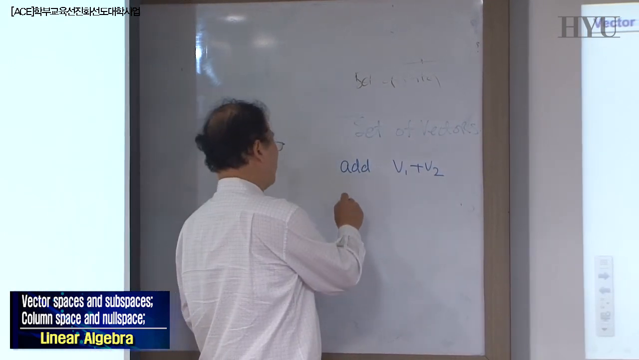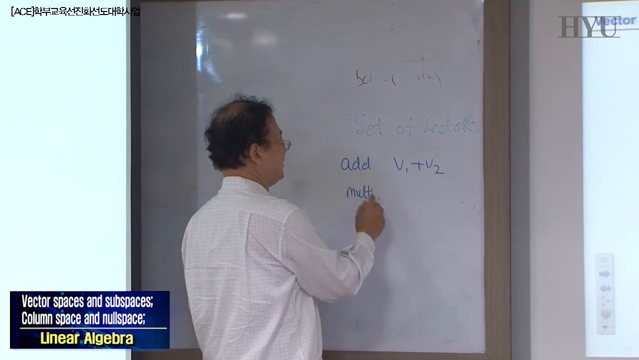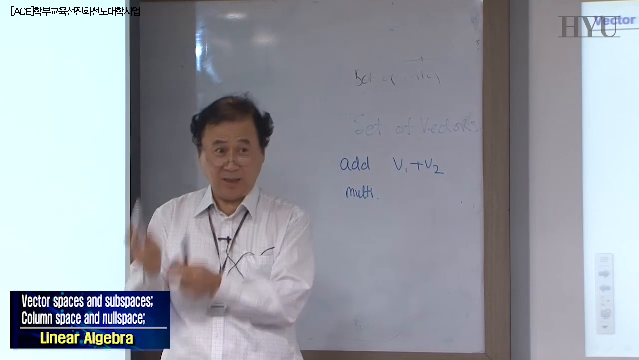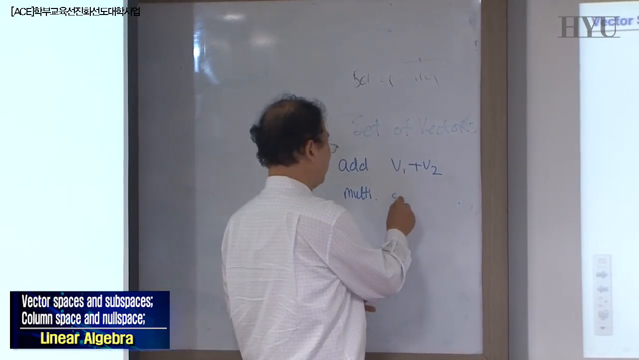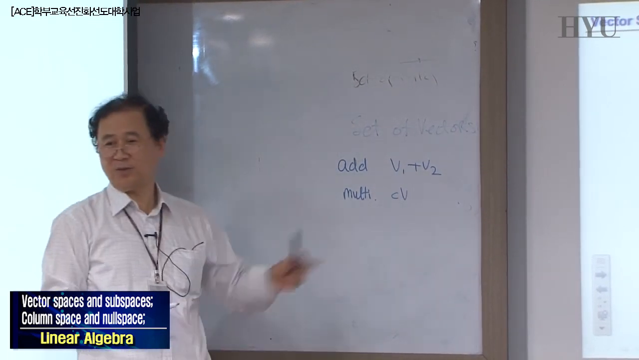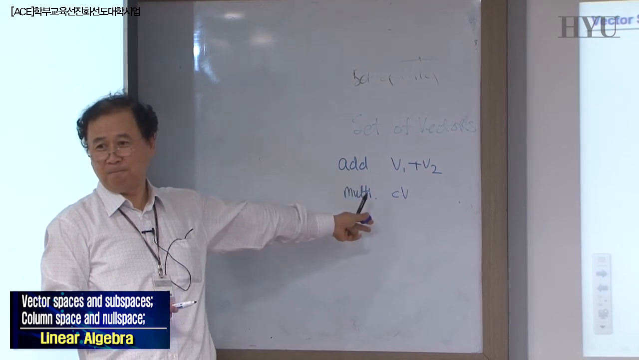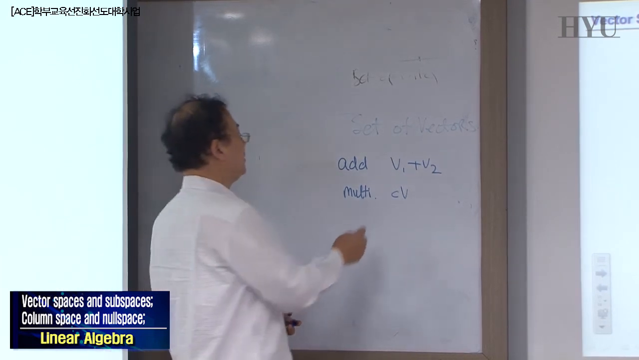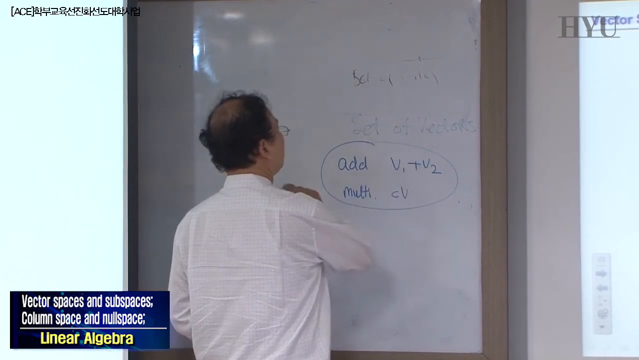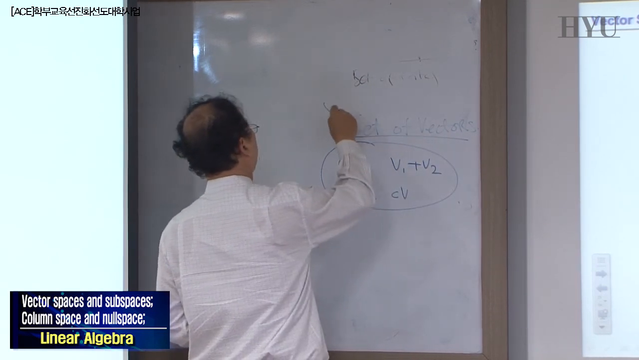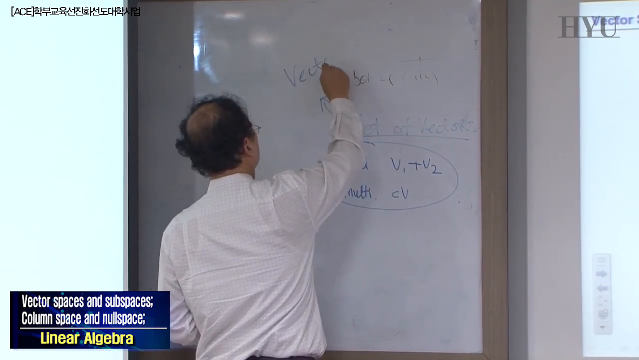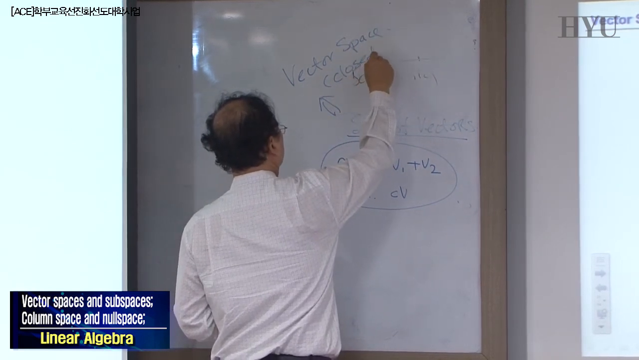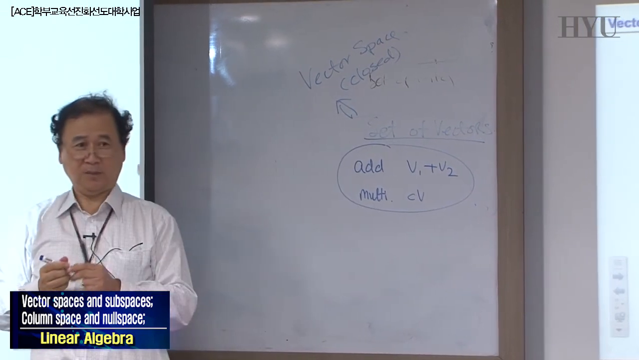Another operation is multiplication. Actually, it is not multiplication between vectors, but multiplication of a vector by a scalar, so cv. This also has to belong to the space if they are closed. Basically, if they satisfy these, then that's what we call a vector space, which is closed.